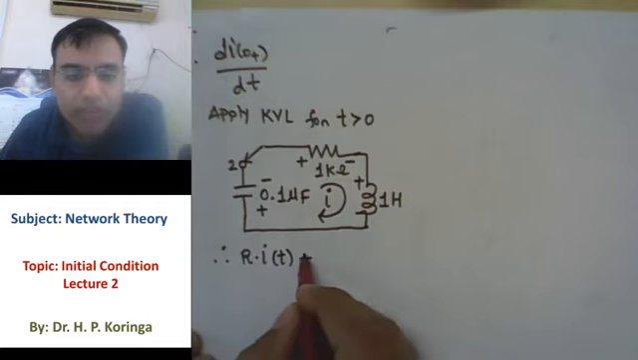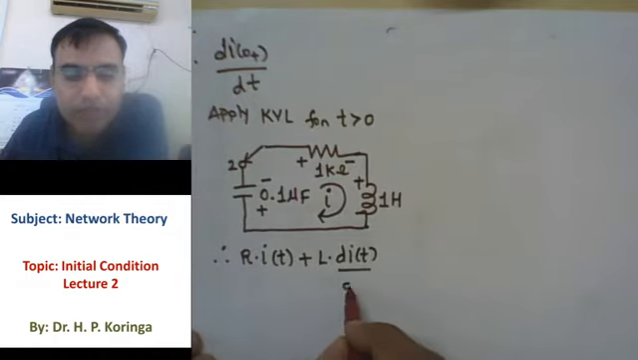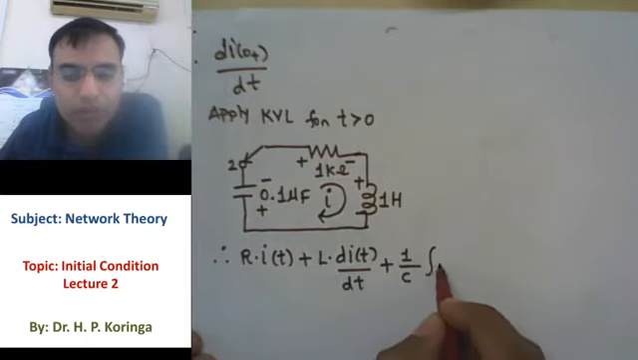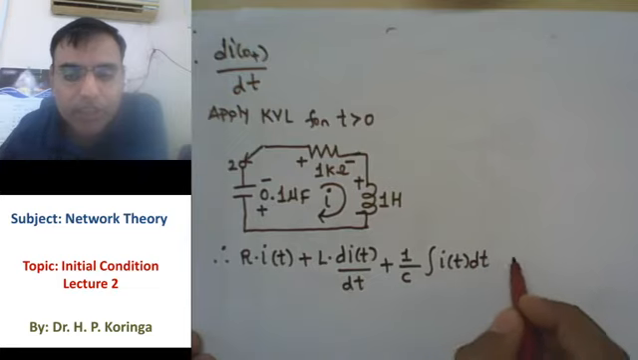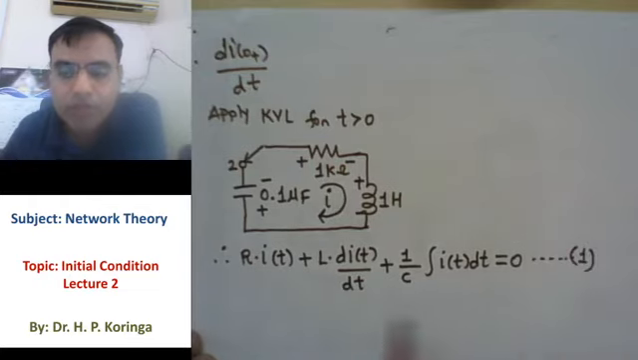Voltage across L is L di by dt. So L into di of t divided by dt. And voltage across C is 1 upon C integration of I of t dt, equal to 0. There is no voltage source, so it is equal to 0. Let me call this equation 1.